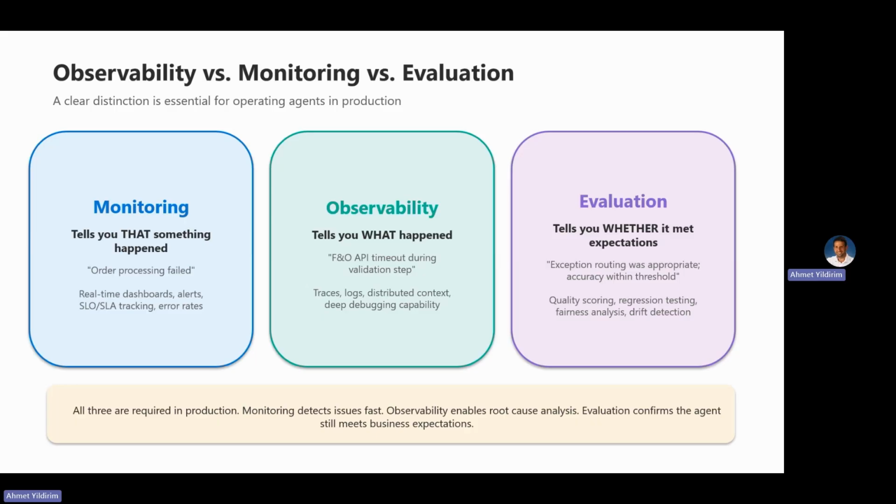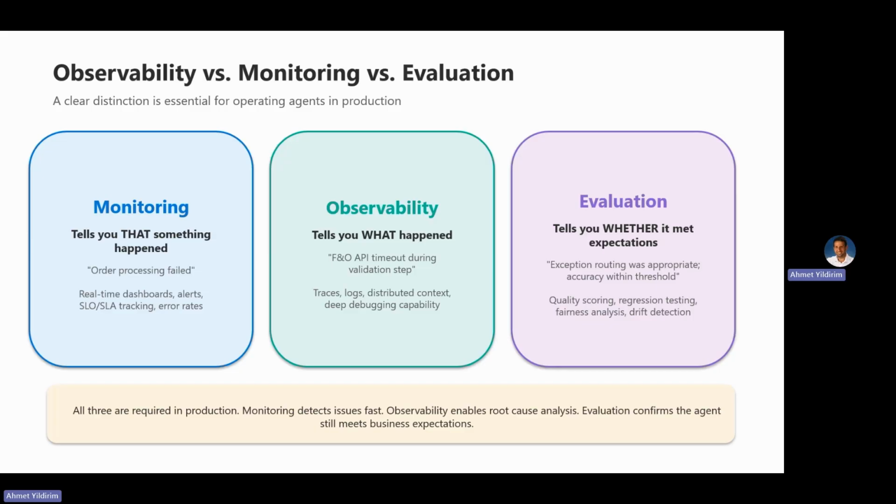Observability tells you what actually happened. Let's say an FNO API timeout happens during the validation step. So it's your traces, logs, distributed context, and deep debugging capability. Evaluation tells you whether it met expectations. Exception routing for appropriate accuracy with threshold. It's quality scoring, regression testing, and what else? Fairness analysis and drift detection can be counted.